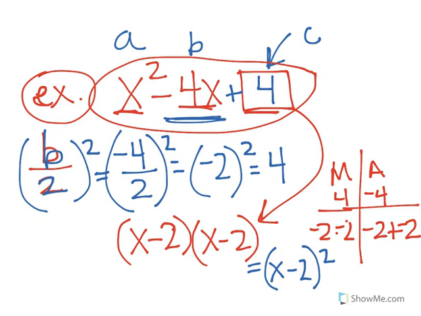The whole point of that is that when you solve for x, you can just take the square root of it. So all of your answers, when you do completing the square, all of your answers are going to be a perfect square trinomial, and you're going to have two of the same factors that you can write out with parentheses, and then it's just going to be squared.